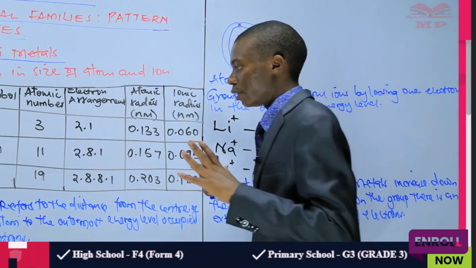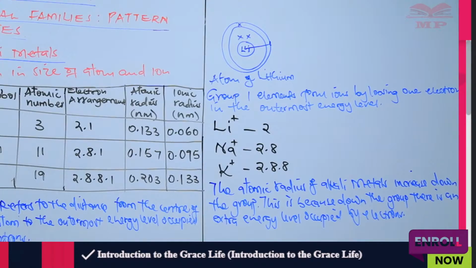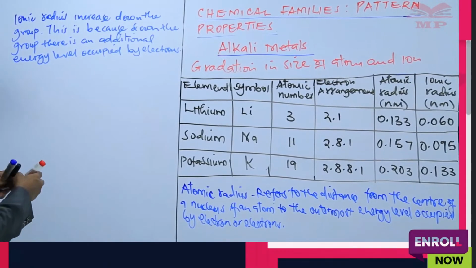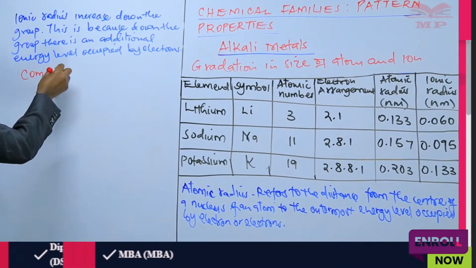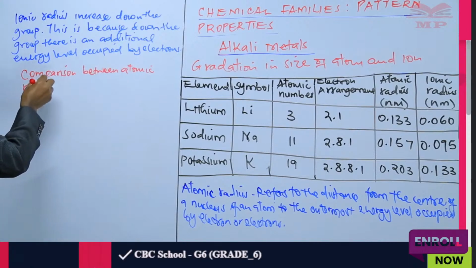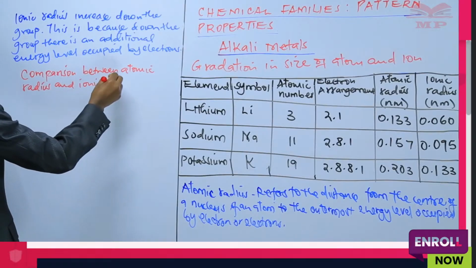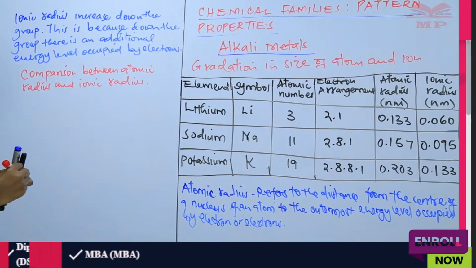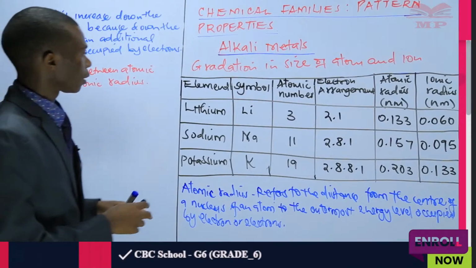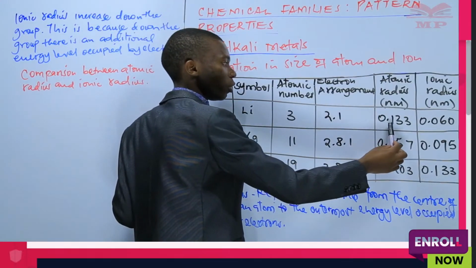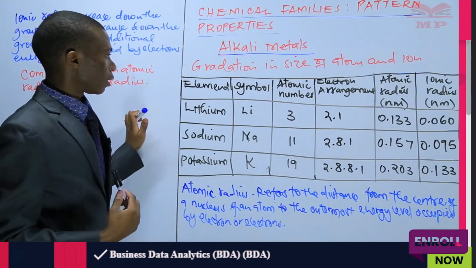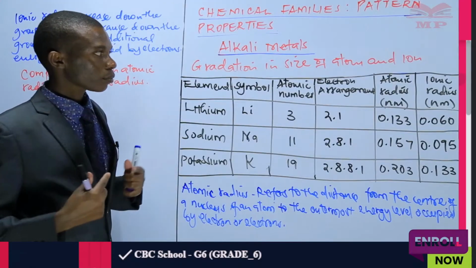And the other thing I want us to discuss is the comparison between atomic radius and ionic radius. If you look at the atomic radius and ionic radius for lithium, the atomic radius is 0.133. The ionic radius of the same lithium is 0.060. So you can see the atomic radius is larger than the ionic radius.